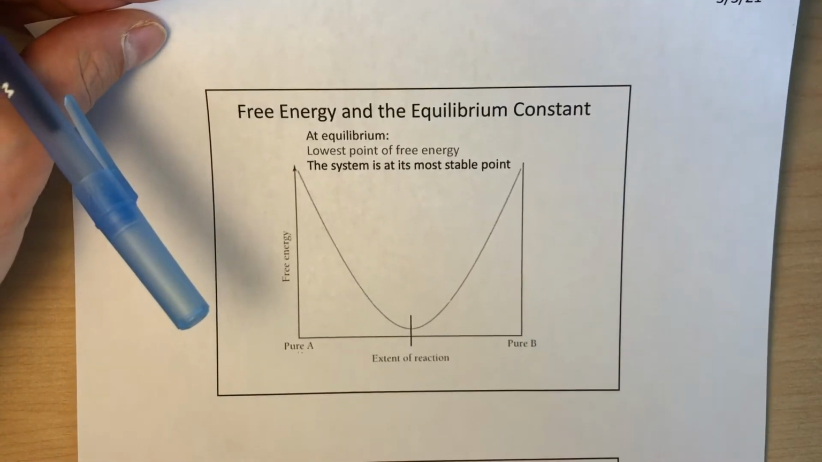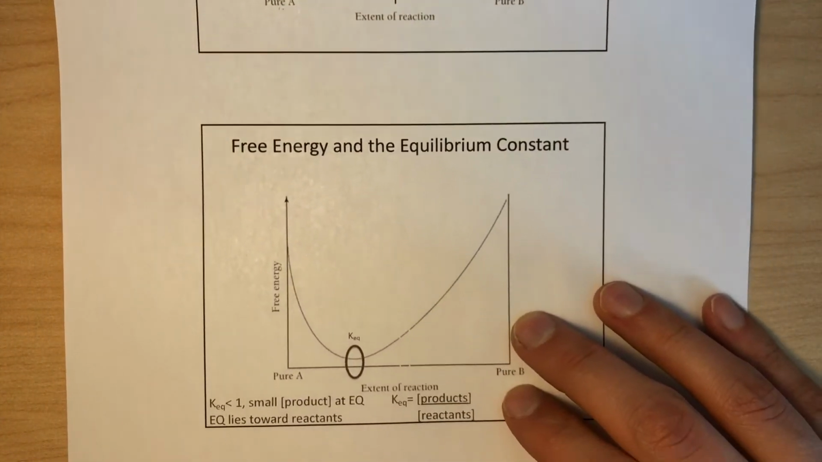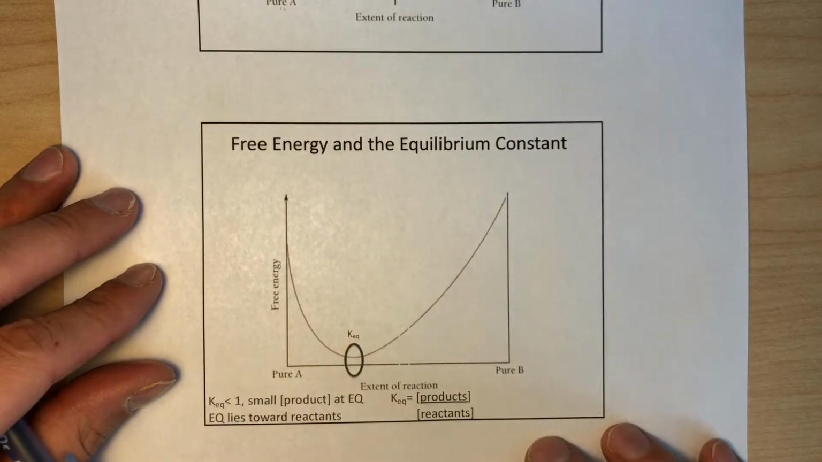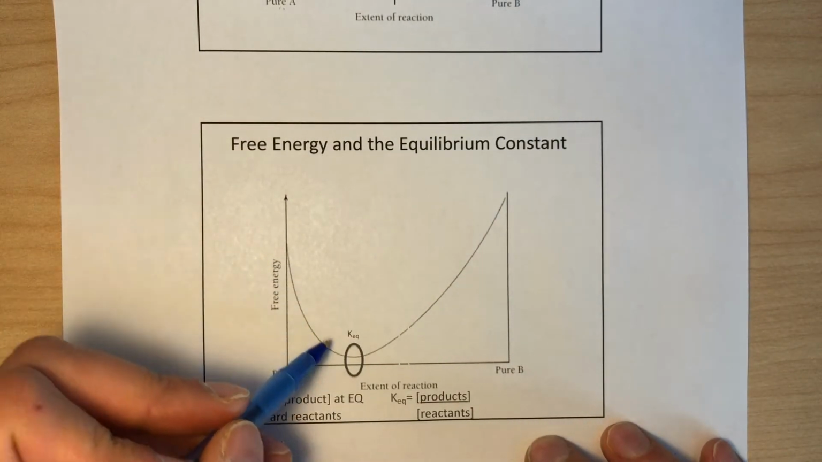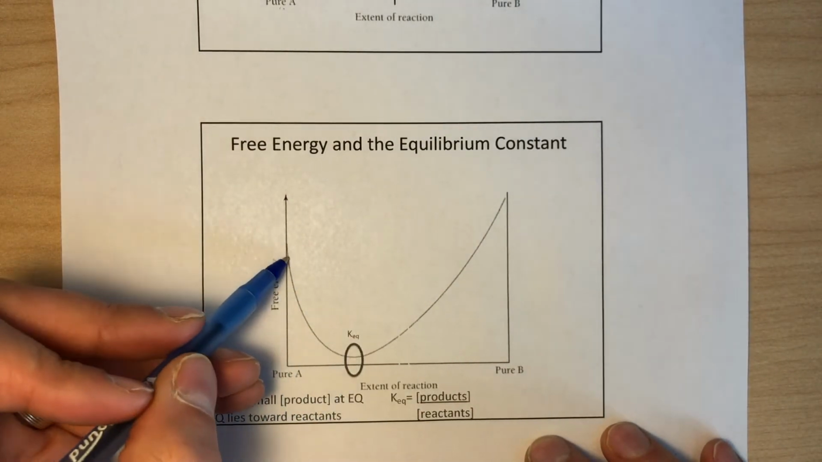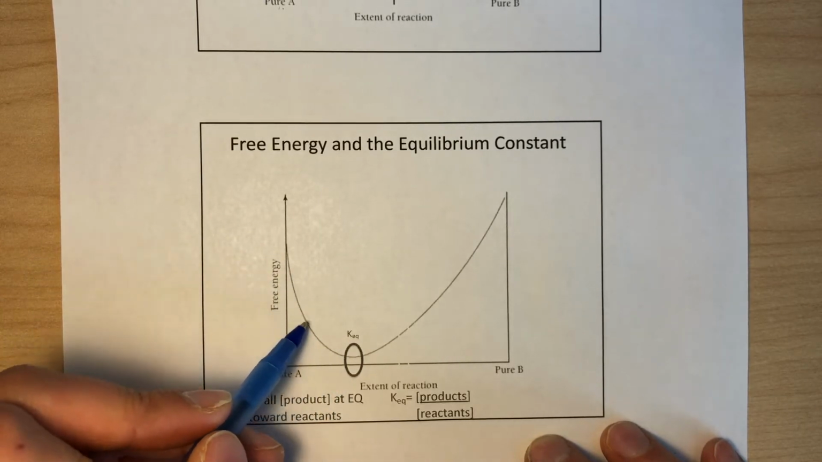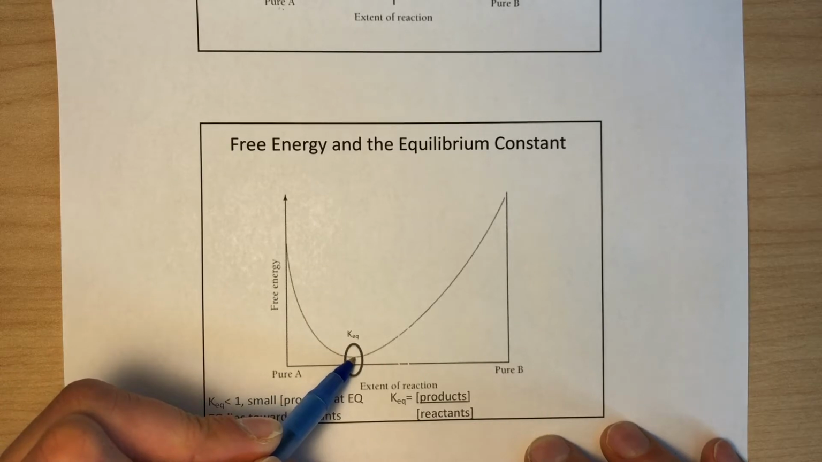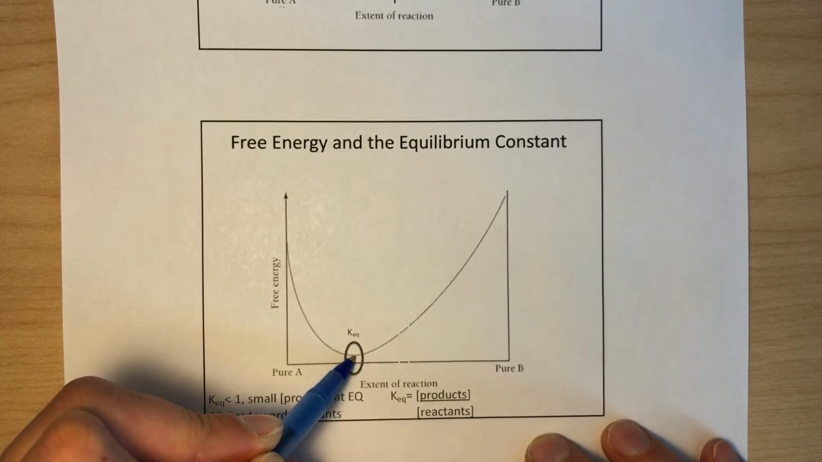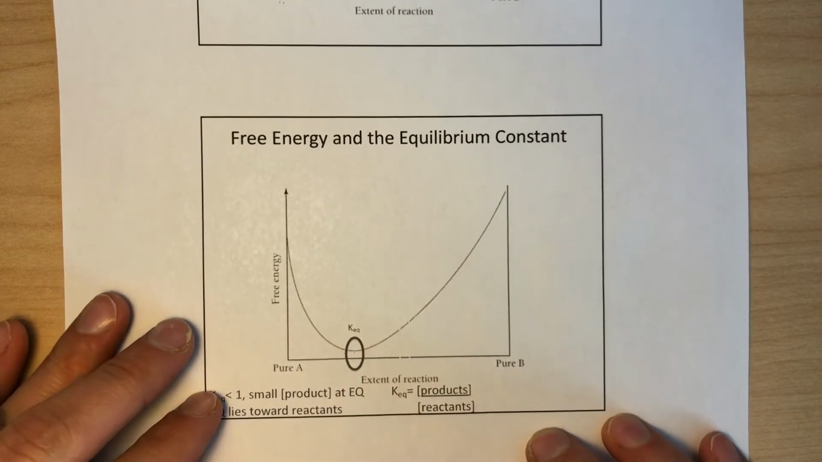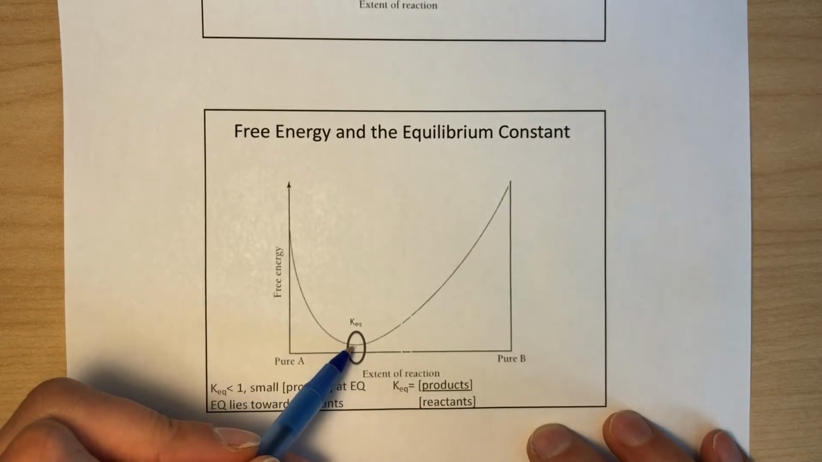Let's take a look at an example. This curve would be a situation where our equilibrium at the bottom of our energy well is closer to the reactant side of the diagram. And being at the bottom of this energy well shows that this is the lowest energy of the system. This is when the system is at its most stable, and that is where equilibrium lies.